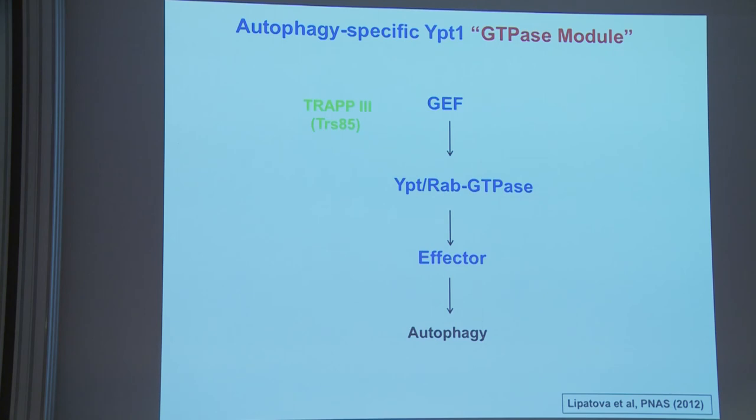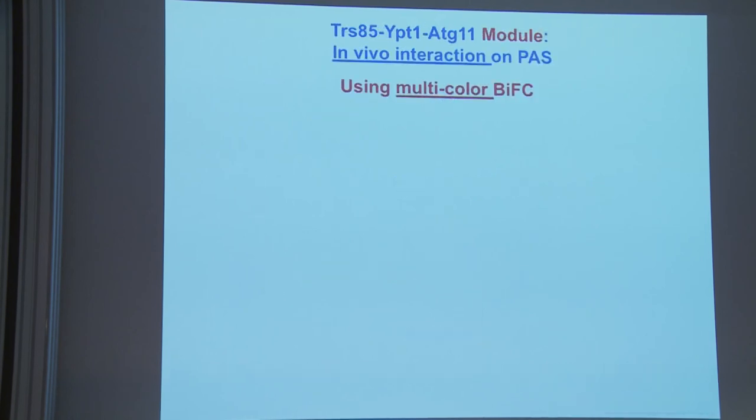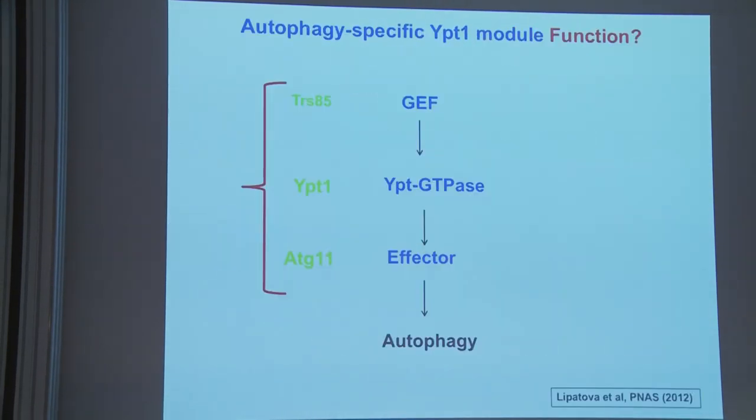So what we showed, and the way that we think about it, is in terms of YPT GTPase modules. The module has a GEF, a specific GEF for the specific step, a YPT Rab, a GTPase, and at least one effector, okay? So in this case, we have a module of TRAPP3, specific subunit TRS85, YPT1, and at least one specific effector, ATG11. The way that we showed it is by showing interactions, colocalization, and function, and I'm going to jump over the colocalization, and maybe I'll just show you fast the function.